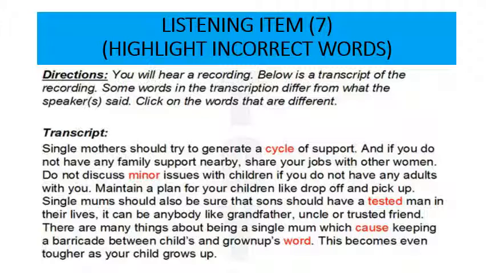See how circle is incorrectly written as cycle, very big as minor, trusted as tested, involves as cause, and world as word. Most of the incorrect words are similar sounding.